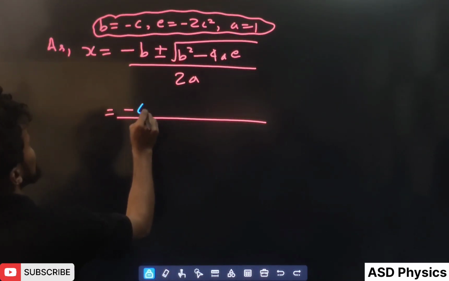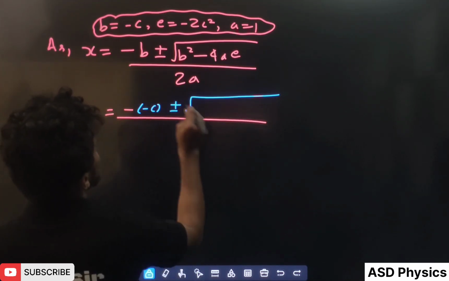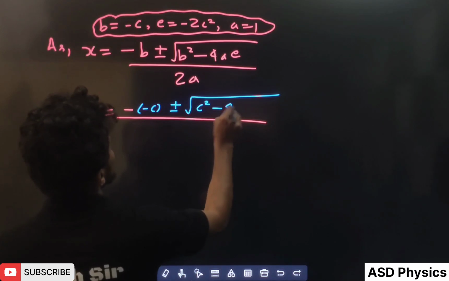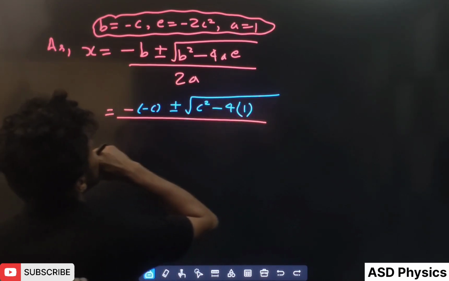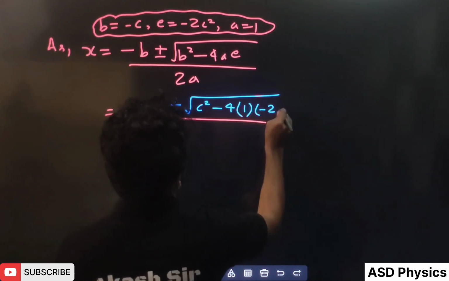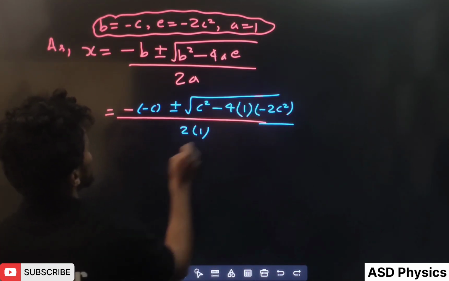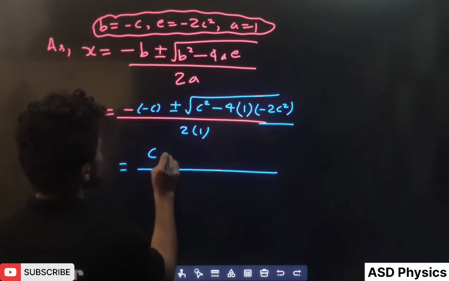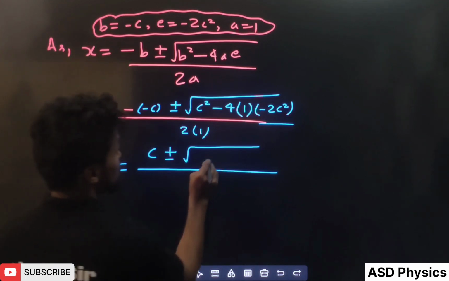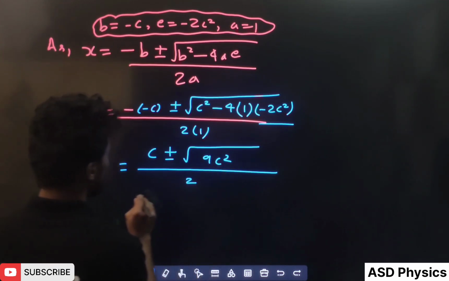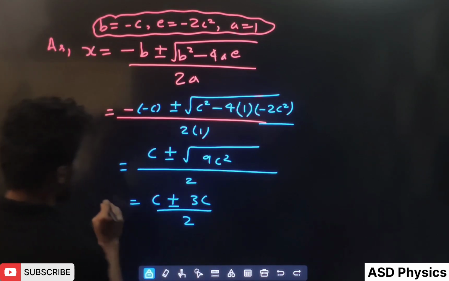So students, now we can just put here. b value how much is there? Minus c plus minus square root of b square, how much is there? See, c square minus 4, a value is 1. And e is coming here, minus 2c square by 2a, means 2 into 1. Now we are just simplifying this. So what will come here? c plus minus square root of c square plus 8c square, that means 9c square by 2. So students, we can write here c plus minus 3c by 2. This is the value of x.